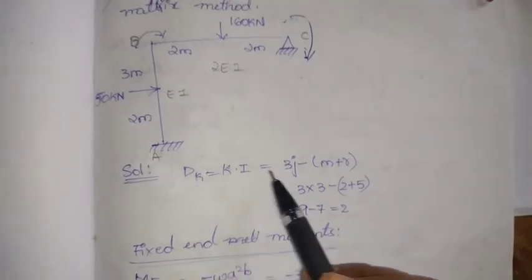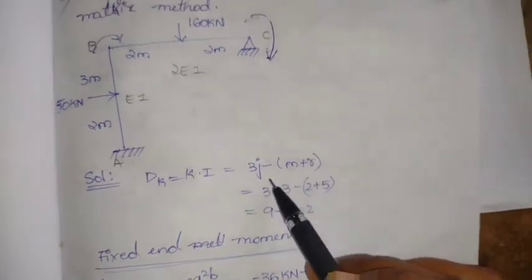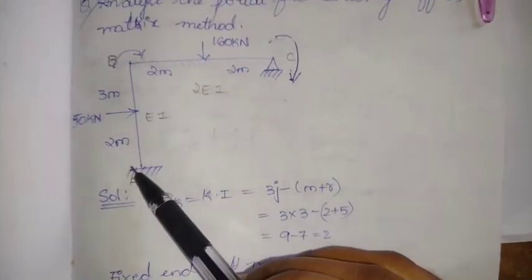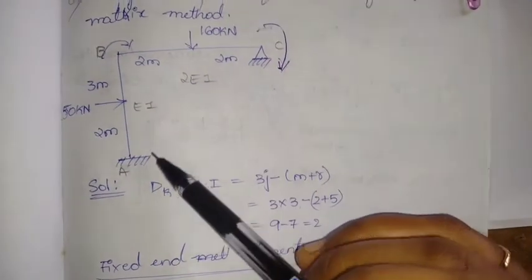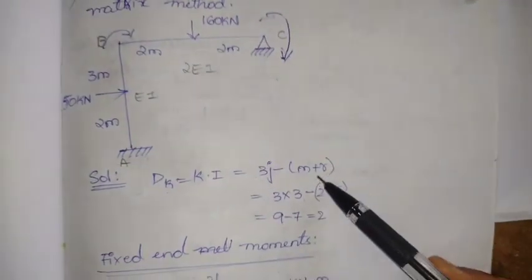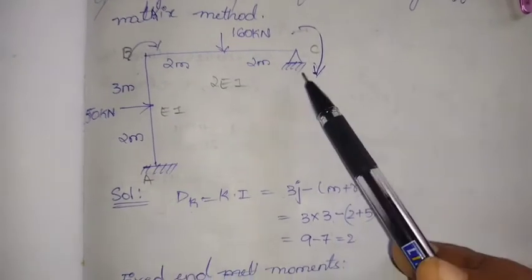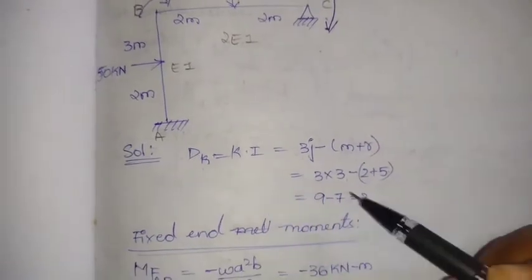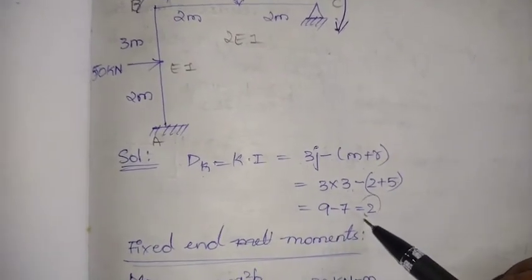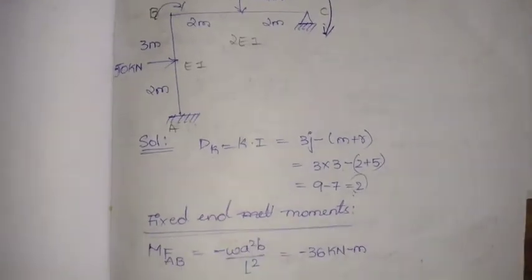To determine that, we have a formula, that is 3j minus m plus r. J is joints. We have 3 joints, that is 1, 2 and 3. 3 joints minus 2 members AB and BC, m is 2 members, plus r reactions. At fixed end we have 3 reactions. At hinged end we have 2 reactions. So total 5 reactions. So Dk is 2. That is, the stiffness matrix would be of 2 by 2 order.